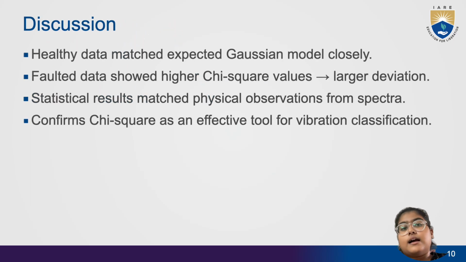These results highlight the real strength of the chi square method. It doesn't just look at peaks or shapes in the vibration spectrum. Instead, it uses probability to determine whether the observed behavior is normal. In the healthy case, the vibration histogram closely matched the bell shaped Gaussian curve, while the faulted cases showed clear deviations with higher amplitude frequencies.